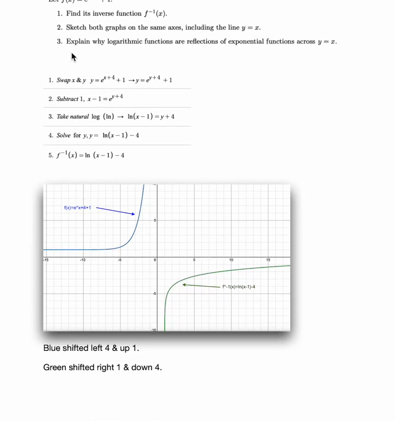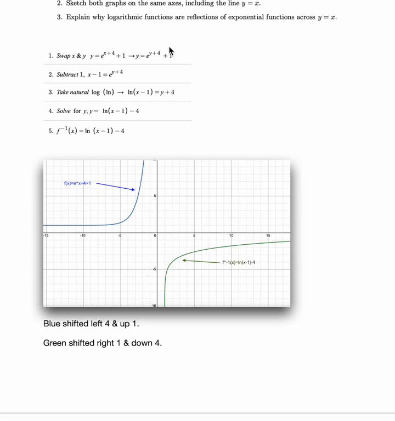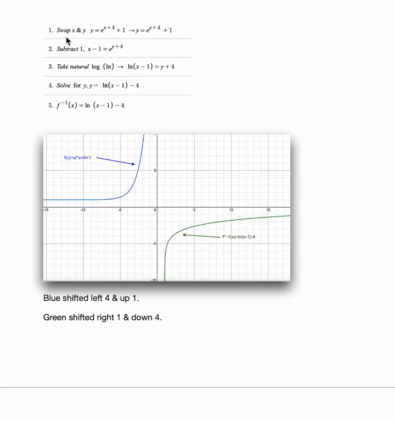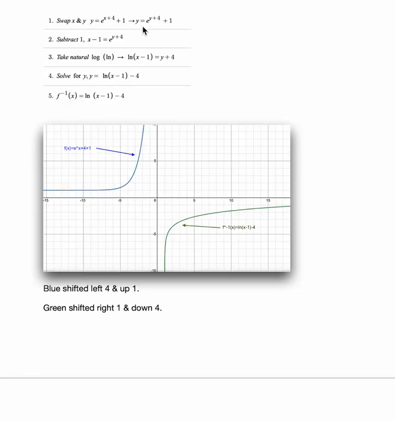Okay, so we'll explain why logarithmic functions are reflections of exponential functions across the y equals x line. We need to first swap x and y, so it would look like y equals e to the x plus 4, plus 1. We switch out the x and make that a y, so it'll look like x equals e to the y plus 4, plus 1. That's what it'll look like after we swap some things around.